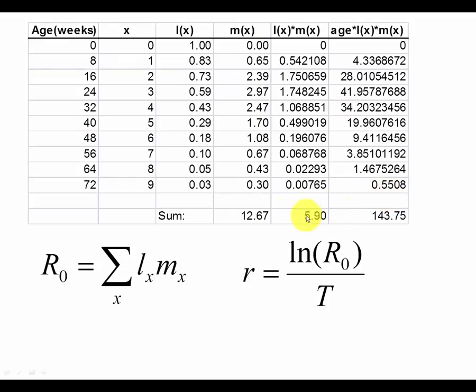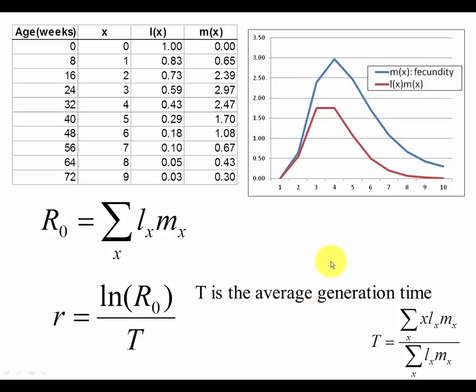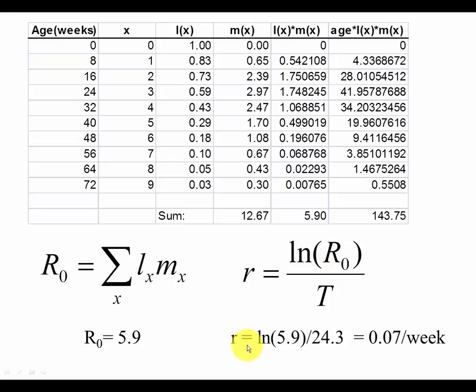So for example, you could use the data in this life table to calculate big R sub 0. We can calculate L sub x times M sub x for each age class. We add them up and we get 5.9. And then if we take the natural log of that and divide by the generation time, which is calculated with this equation here, we get little r is equal to 0.07 individuals per week. That's how quickly the population is growing.